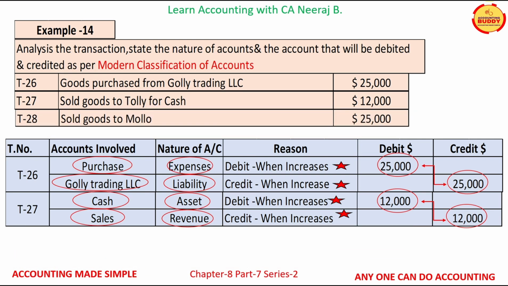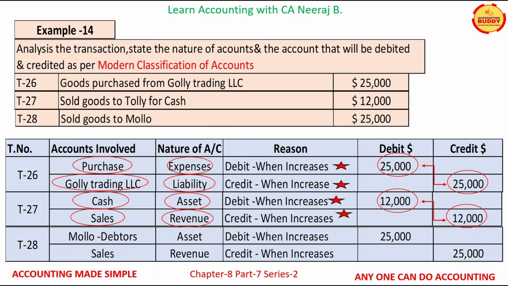The transaction T28 is goods for $25,000 sold to Molly. The two accounts affected by this transaction are debtors account of Molly and sales account. Molly's debtor account is an asset account, and the rule for debiting an asset account is debit assets when the asset increases. Sales is a revenue account, and the rule for crediting a revenue account is credit revenue when revenue increases. Therefore, this transaction is recorded for $25,000 by debiting the Molly's account and crediting the sales account.